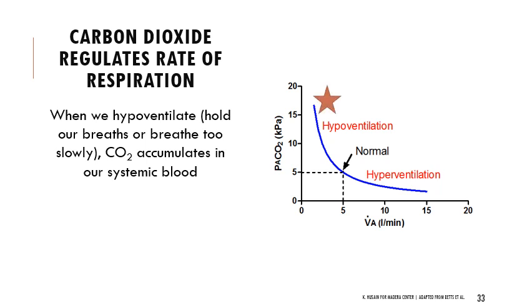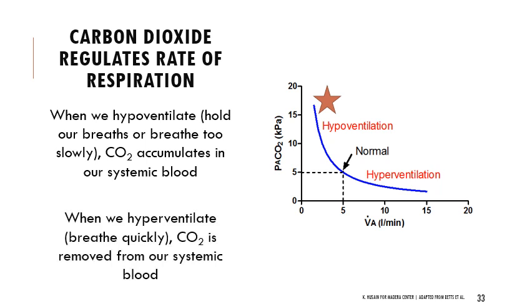So we see that here. When we hyperventilate, when we breathe too quickly, breathing in and out super fast, carbon dioxide is removed from our systemic blood. So not only are we breathing oxygen in, we're more importantly breathing carbon dioxide out. Carbon dioxide is the important signaling molecule here. This is why sometimes swimmers will hyperventilate before they dive into the water, so they can go longer before they have to take a breath. I know some of you are swimmers, so keep that in mind.